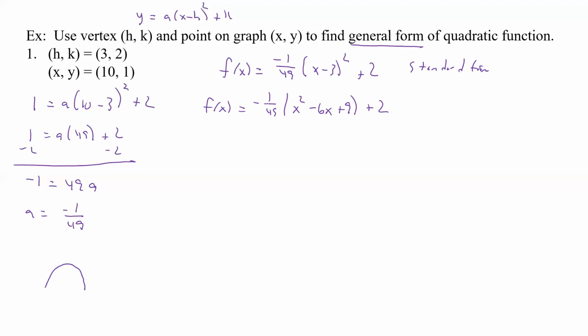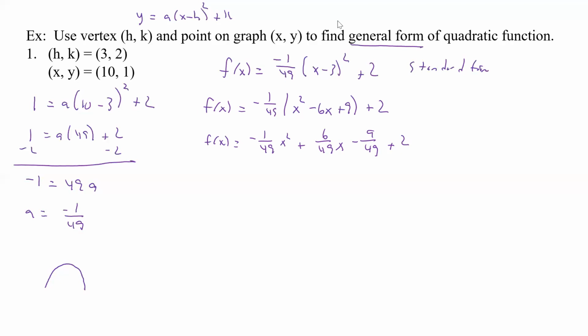Well, now we have to multiply. So that gives us f of x equals -1 over 49 x squared, plus 6 over 49 x, and minus 9 over 49, and then plus 2. Okay, so now what do we do? Well, now we have to add those two together.